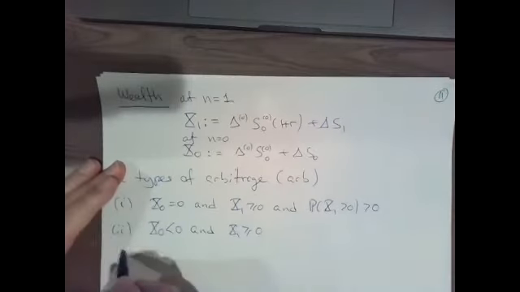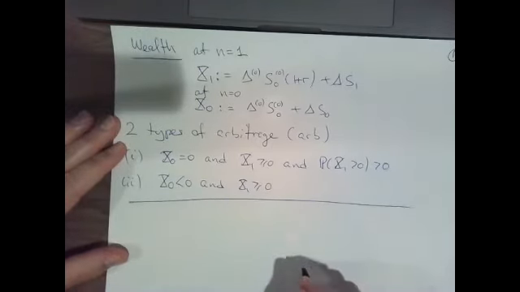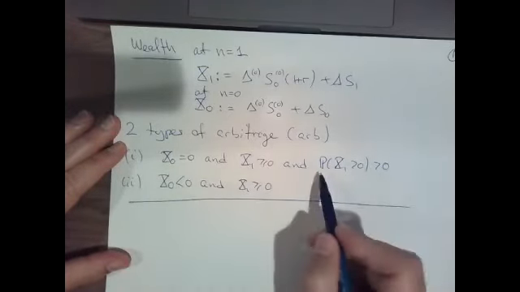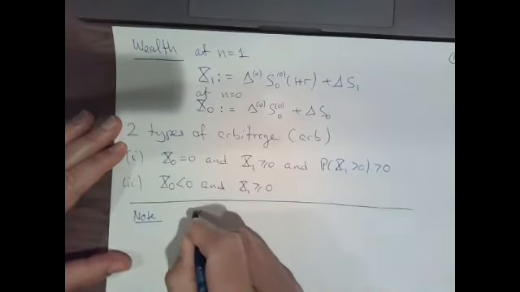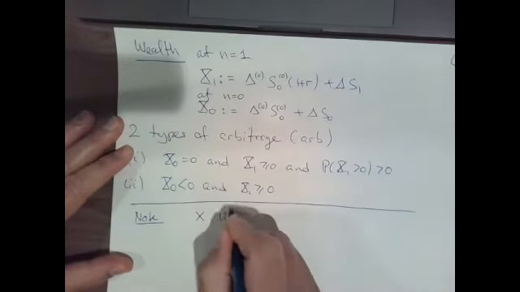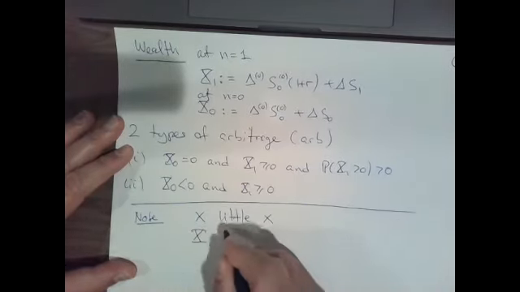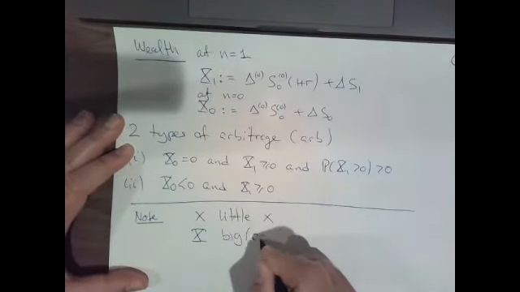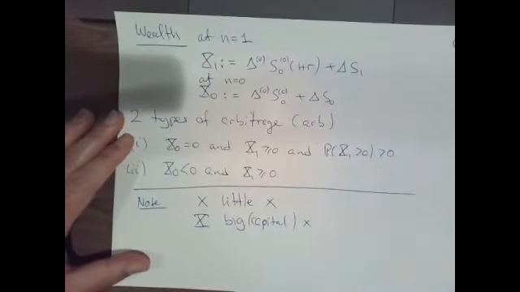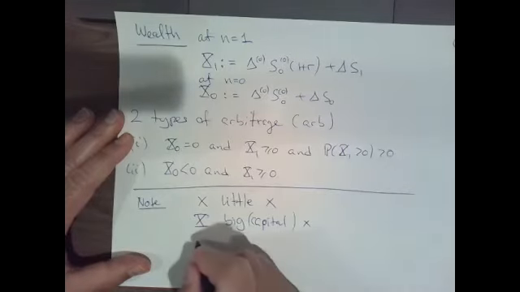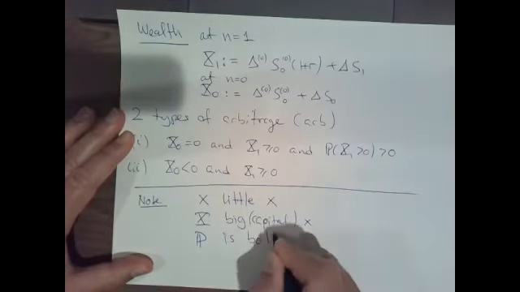So this is how probability is written. So you see this P here. So note, this is my notation. This here is a little x. This is a little x. This one here is a big X. This is a capital. This P here is a bold P.